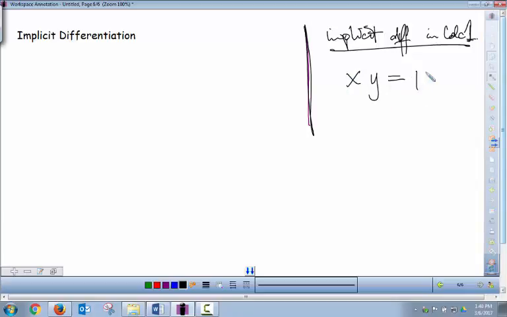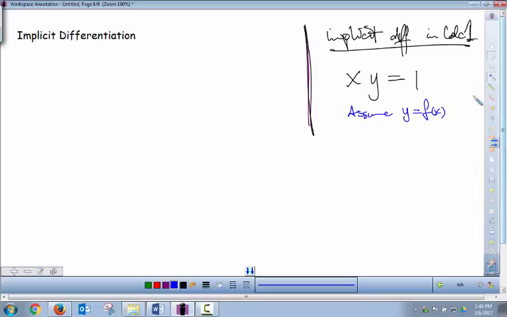Let's do a simple implicit differentiation example from Calc 1, which is x times y is equal to 1. I don't know if this is even simple. Maybe this isn't that simple. Let's do an x plus y. No, let's stick with this one. Now, in implicit differentiation, what you need to think about is we have to assume that y is a function of x.